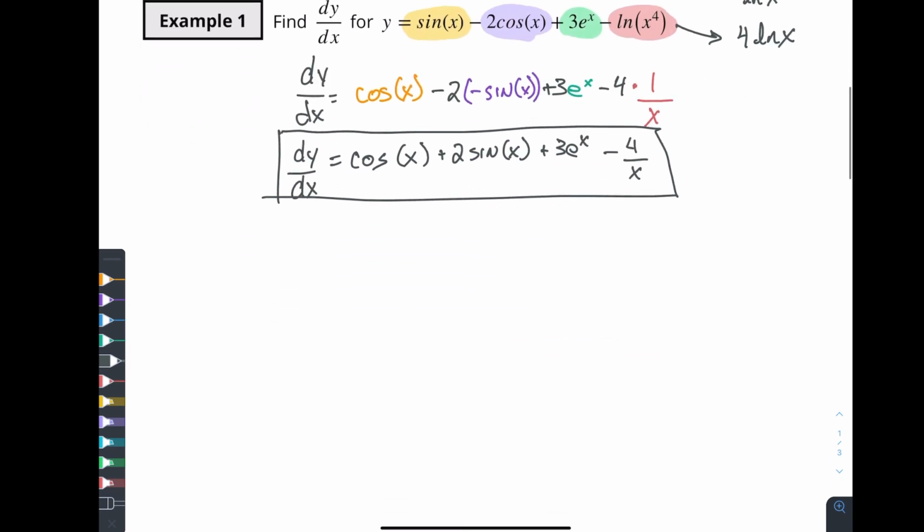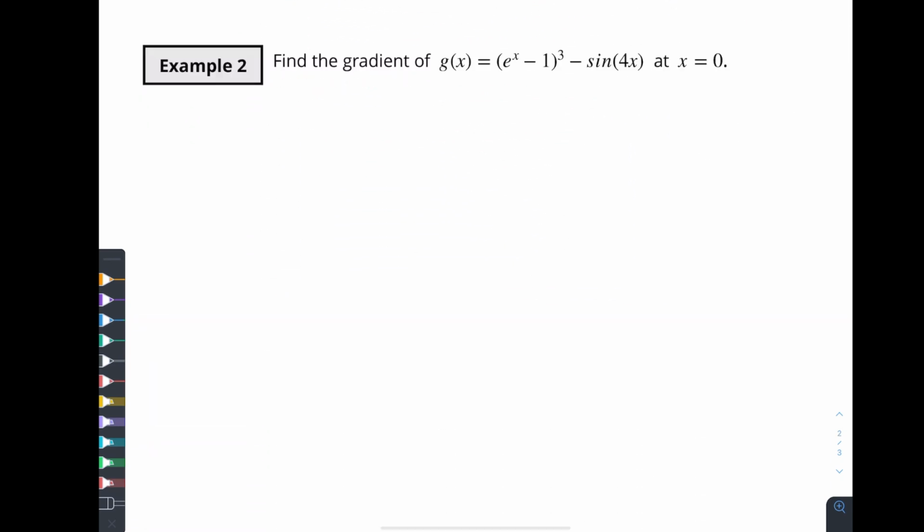All right, we've got one more example. This example says find the gradient of this whole mess when x equals 0.